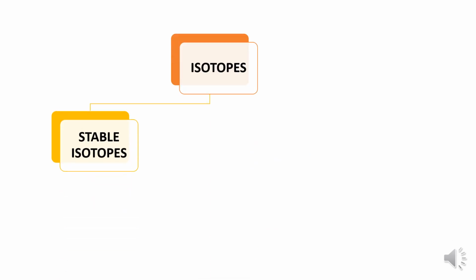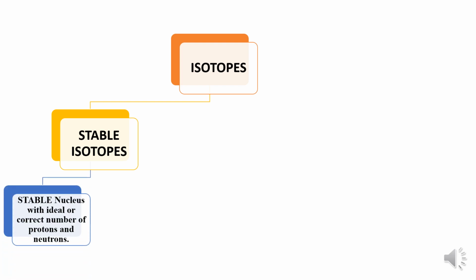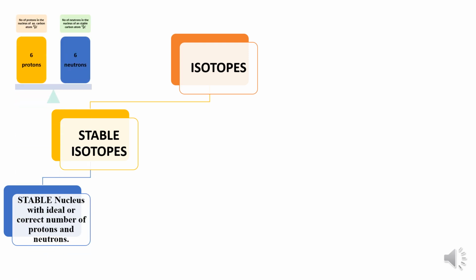Now, isotopes, there are two types. One is the stable isotope, the other is the unstable isotope. Now, a stable isotope has a stable nucleus with ideal or correct number of protons and neutrons.